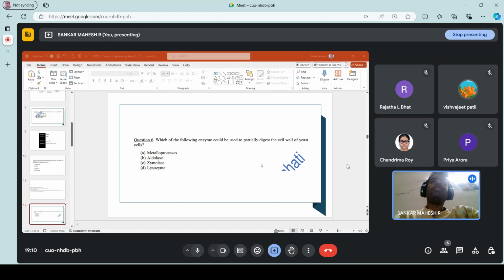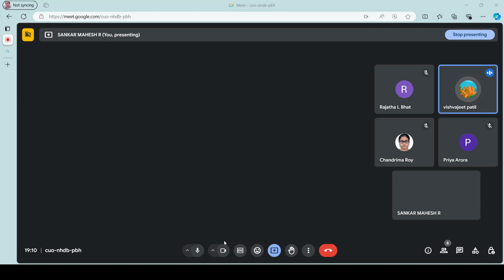Let's say it is available. Will it really help in digesting the cell wall of yeast cells? You're muted, Vishwajit. No, sir, because it would degrade protein which is on the cell wall. No, not cell wall, on the plasma membrane of each cell. Does the cell wall have proteins? No, sir. Okay. So that's how you need to think about this question.